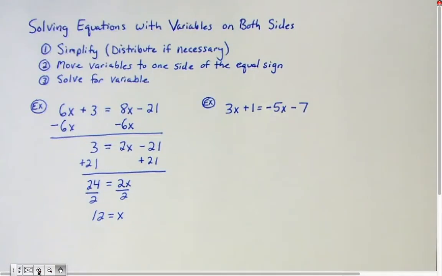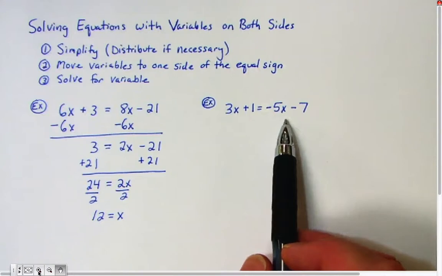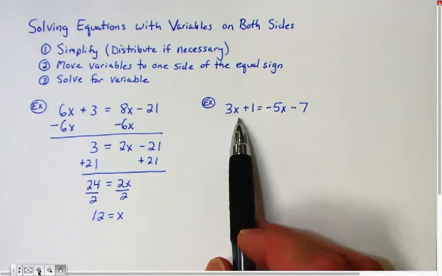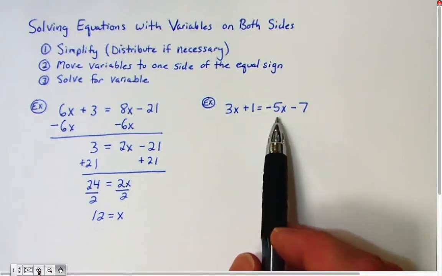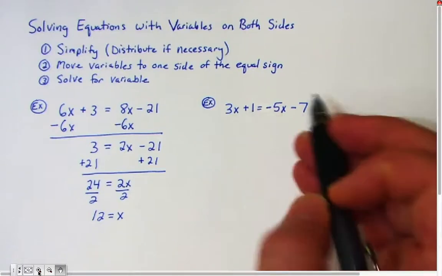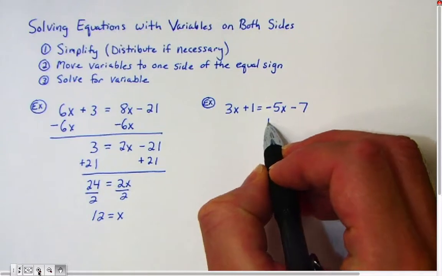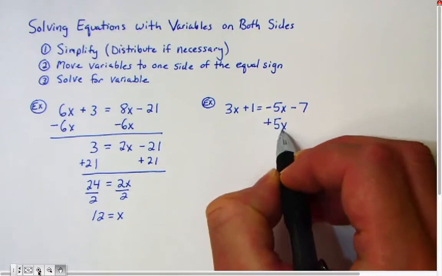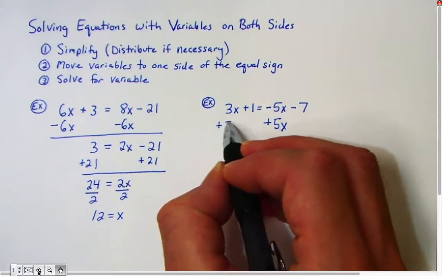In the next example, we have 3x plus 1 equals negative 5x minus 7. There's no need to distribute, and the left side and the right side are both simplified. Now it's time to move variables to one side of the equal sign. Well, notice here we have 3x, and over here we have negative 5x. Negative 5 is less than positive 3. So we are going to do the opposite of negative 5. The opposite of subtracting 5 is adding 5. So we're going to add 5x here, and then we're going to go to the other side of the equal sign and add 5x.